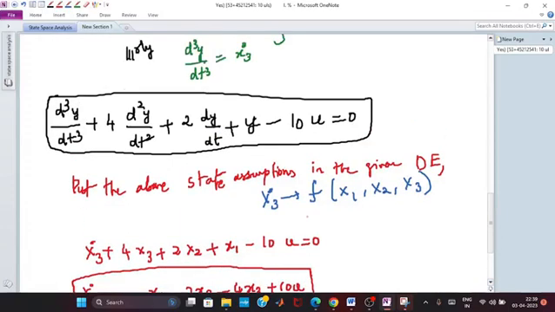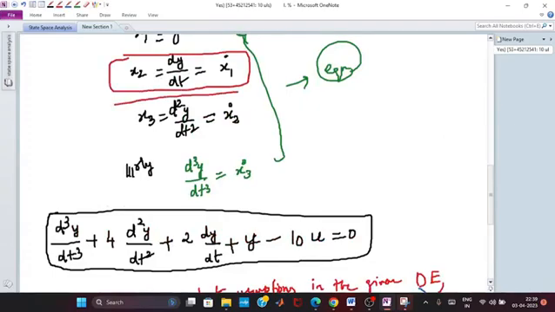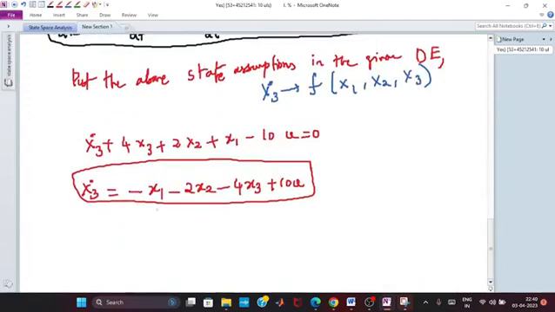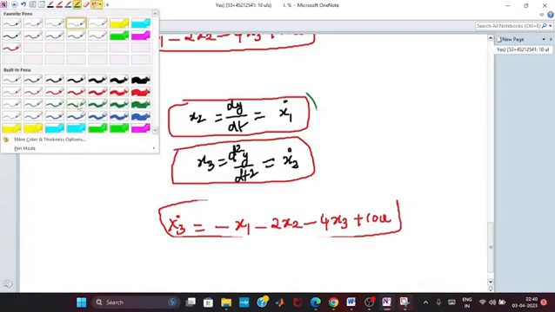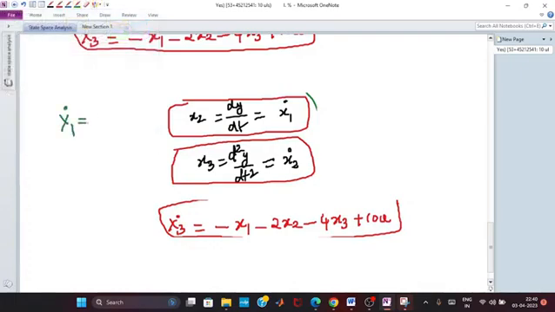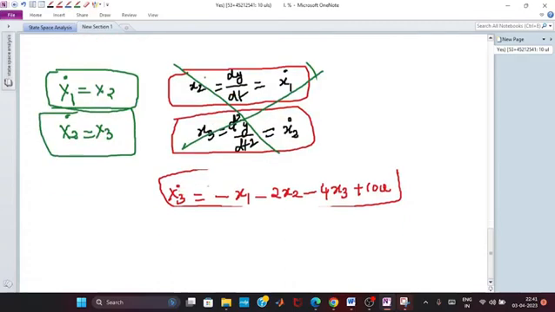So now what you have to do? You will take this equation and this equation, both into consideration for framing the state and output equations. So let me put down: x1 dash equals x2, x2 dash equals x3, and x3 dash equals this one. Now these are the two equations and this is the latest equation. Now you have to put it in matrix format and complete it.